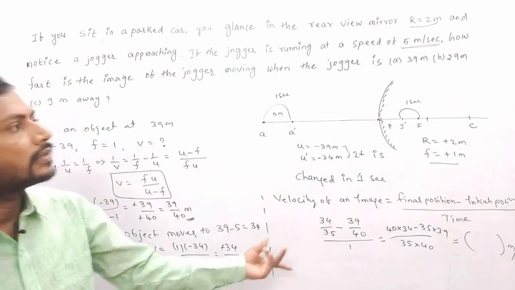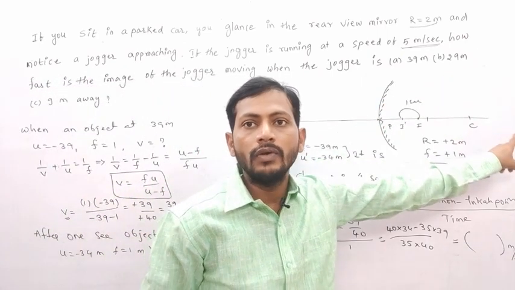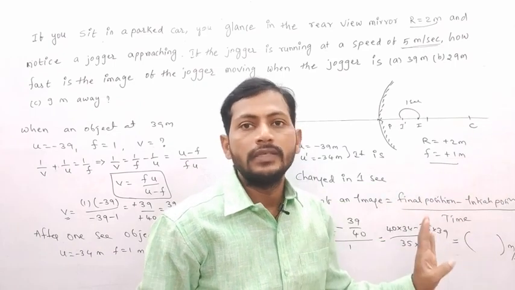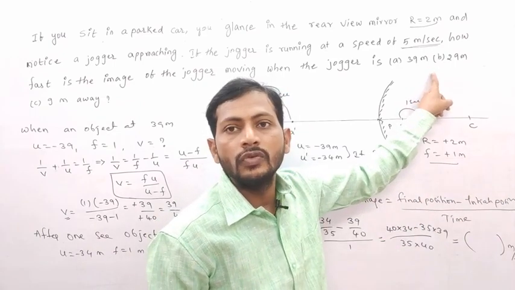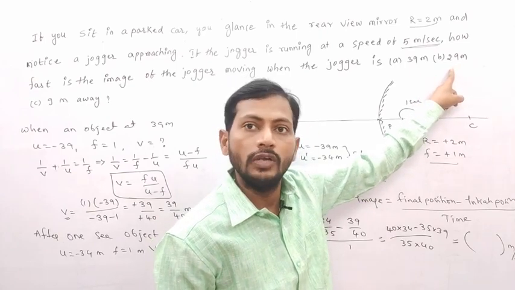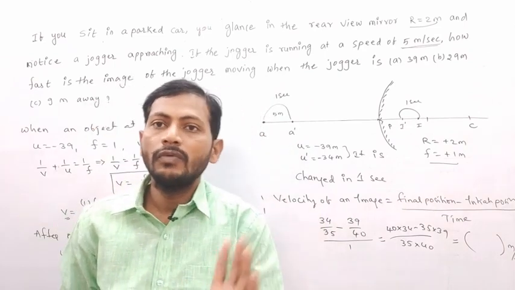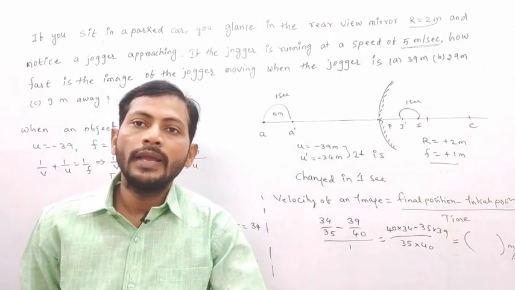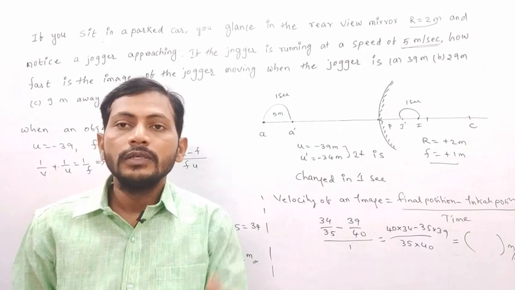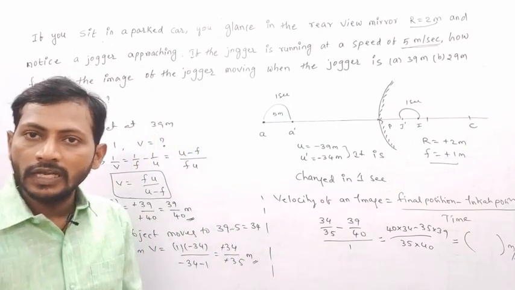Second case, you take u equal to 29 and you will get one position of the image. After 1 second it moves 5 meters, so the second position is 29 minus 5, which is 24. Then you get the position of the image. This is the change in 1 second. Final position minus initial position is nothing but the change in position in 1 second, and that is called velocity. Is it clear for you?